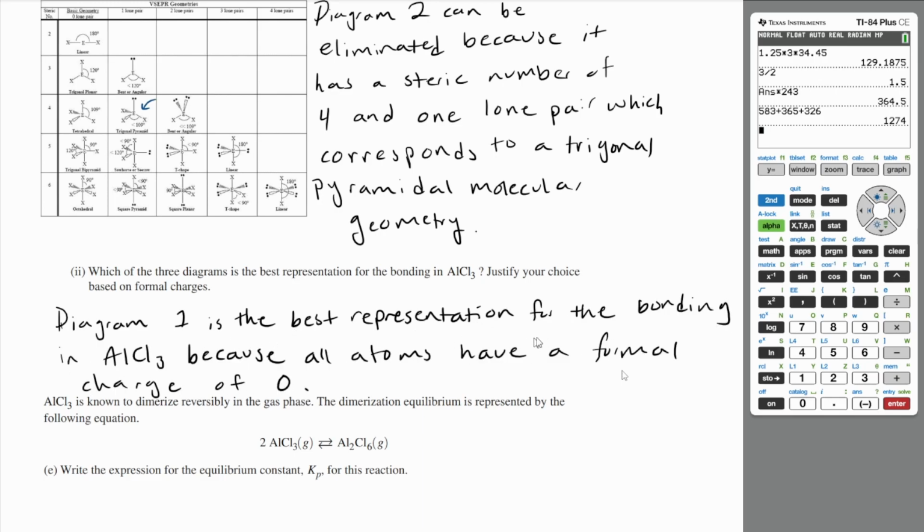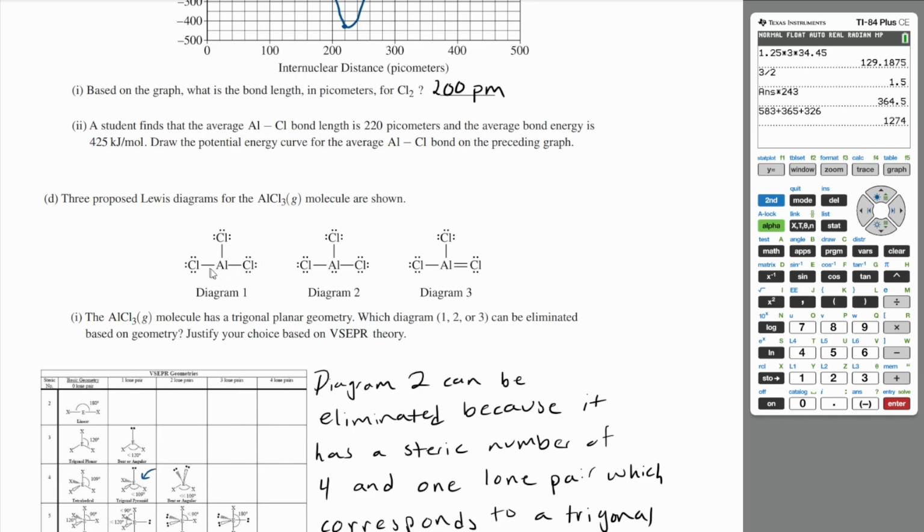So diagram 1 is the best representation for the bonding in aluminum chloride because all the atoms have a formal charge of 0. Now, diagram 1 might have confused you because in diagram 1, the aluminum does not have a complete octet. Diagram 3 does show aluminum with a complete octet, so you might be inclined to pick diagram 3 over diagram 1 just based on the octet rule. But aluminum is one of the exceptions to the octet rule. Beryllium, boron, and aluminum can all have incomplete octets, so they can have 3 bonds instead of 4. It's nice to know that these 3 exceptions do exist for incomplete octets.